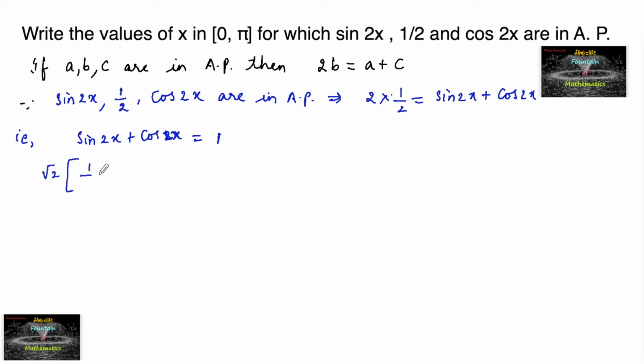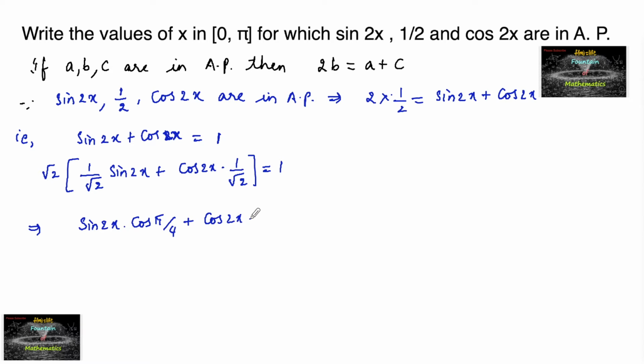So root 2 times (1 upon root 2 sin 2x plus cos 2x into 1 upon root 2) is equal to 1. We can write 1 upon root 2 as cos pi by 4 with sin 2x, and sin pi by 4 with cos 2x, because sin pi by 4 and cos pi by 4 are both the same, which is equal to 1 upon root 2.